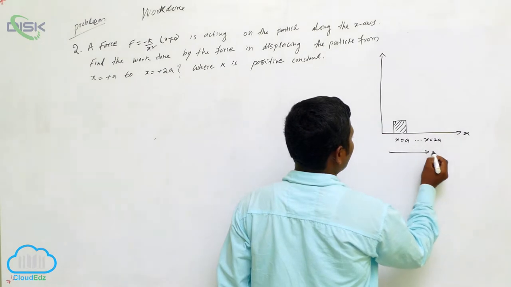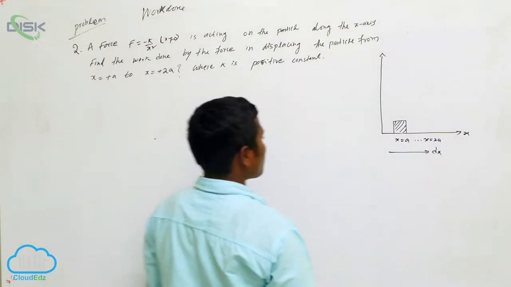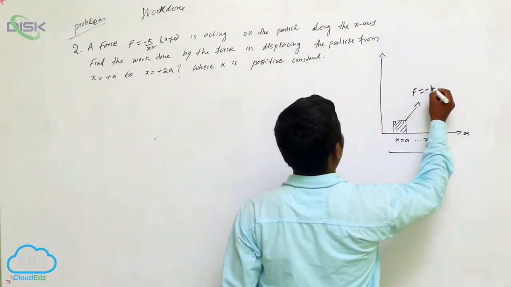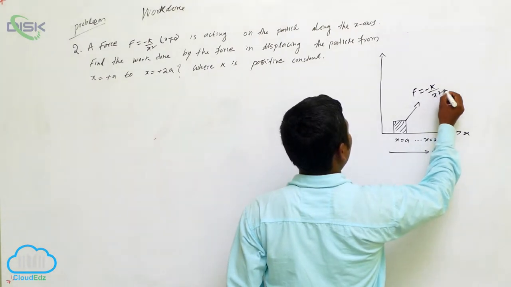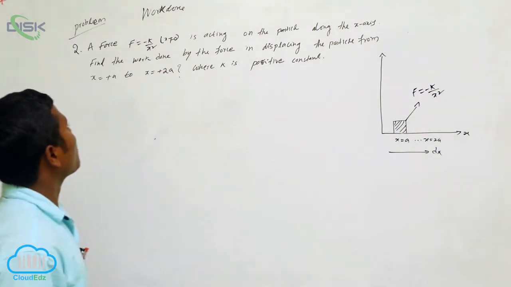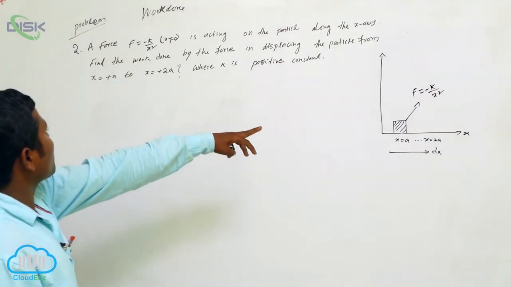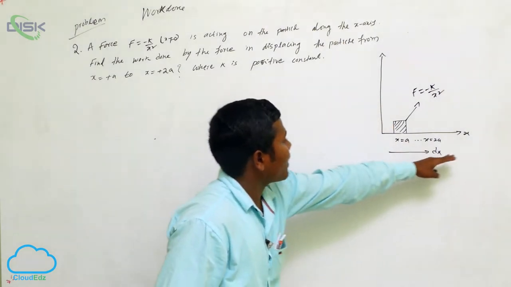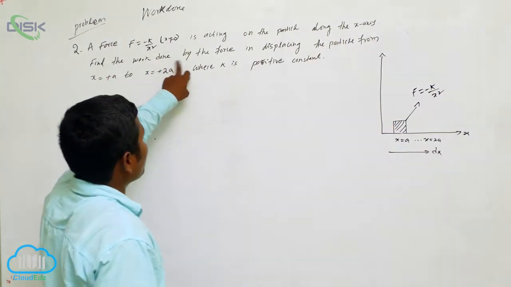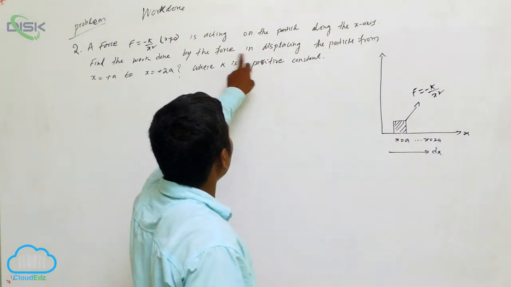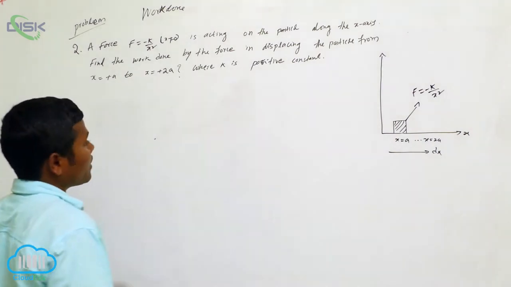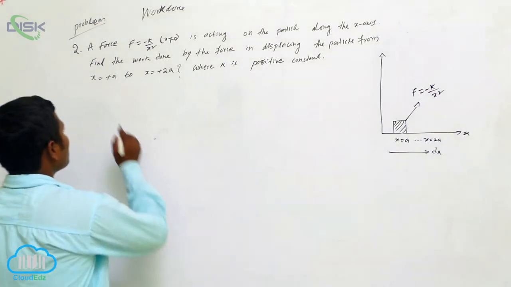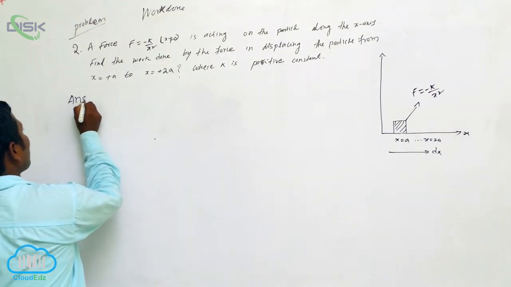Okay, this is dx. So how much force are we applying on this block? F is equal to minus K by X square. So this data is given in the problem: a force F equal to minus K by X square is acting on a particle along the X axis. Find the work done by the force in displacing the particle from X equals A to 2A, which means the positive direction in the X. So this is the way you have to follow when you are solving.